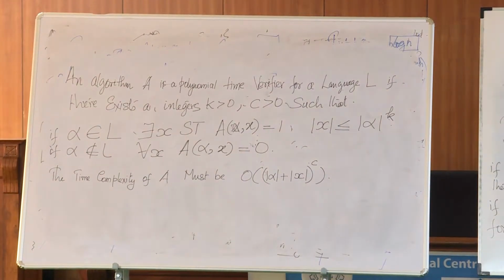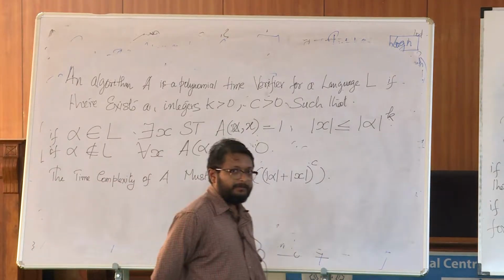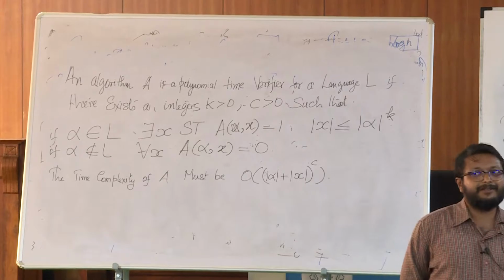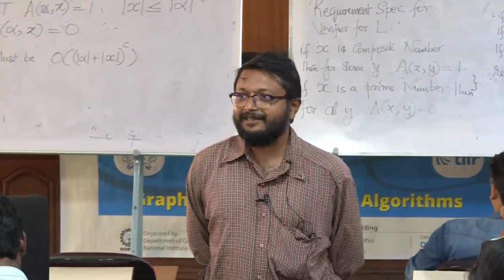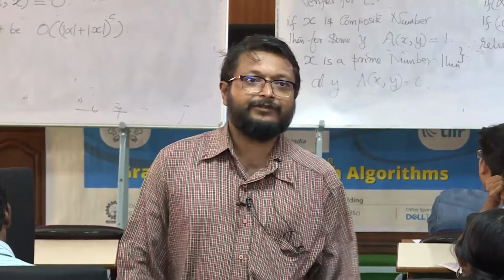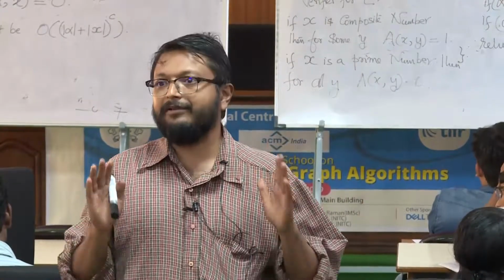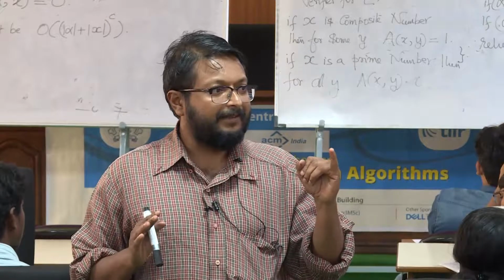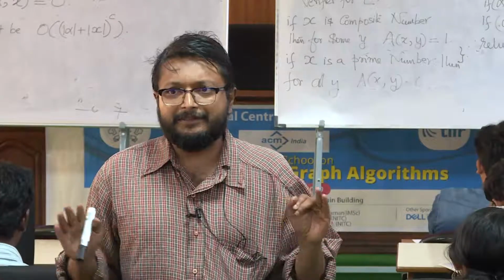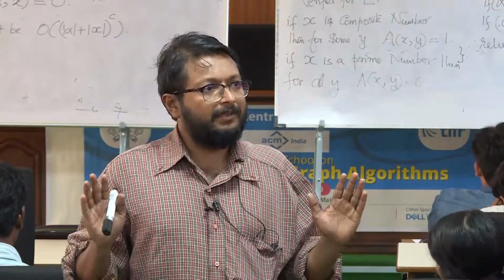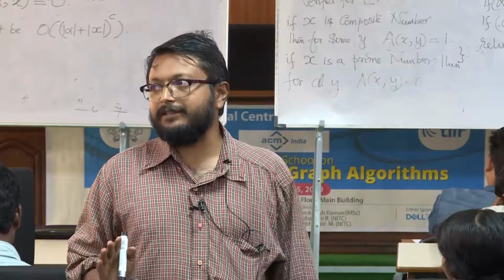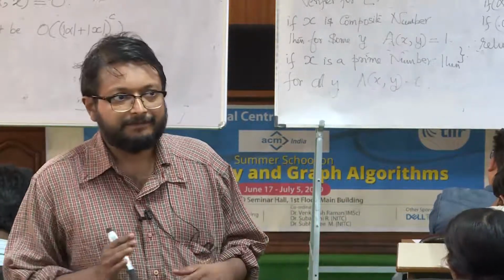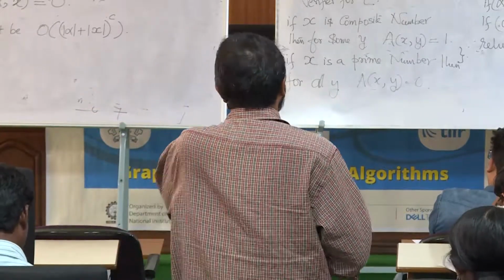So, this is nothing but the definition of the verifier we stated above, added with one or two constants here and there to ensure that the length of the proof is polynomially bounded in the length of the input, that is one constraint, and the running time of the algorithm is also bounded polynomially in the size of the input. Is this very clear?